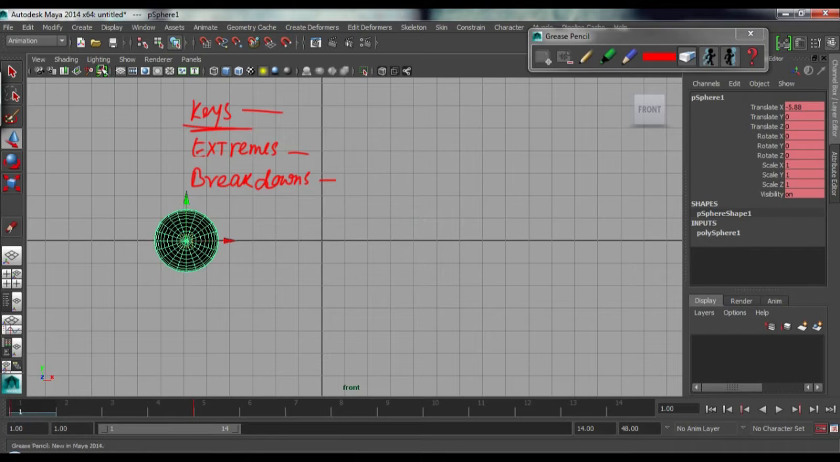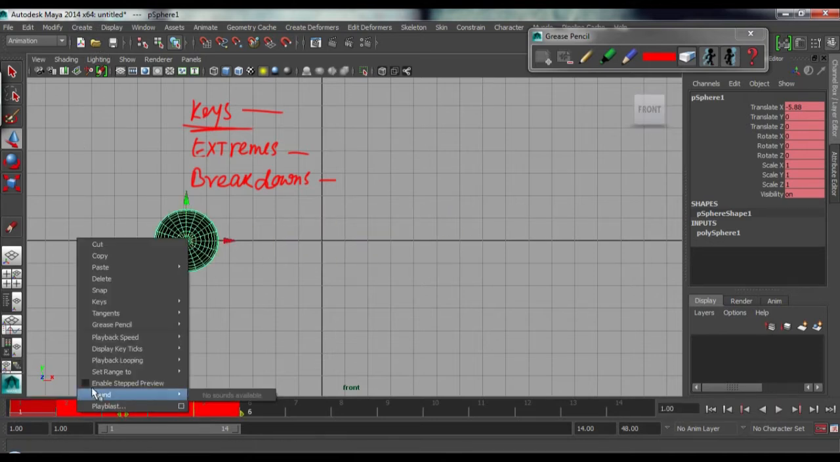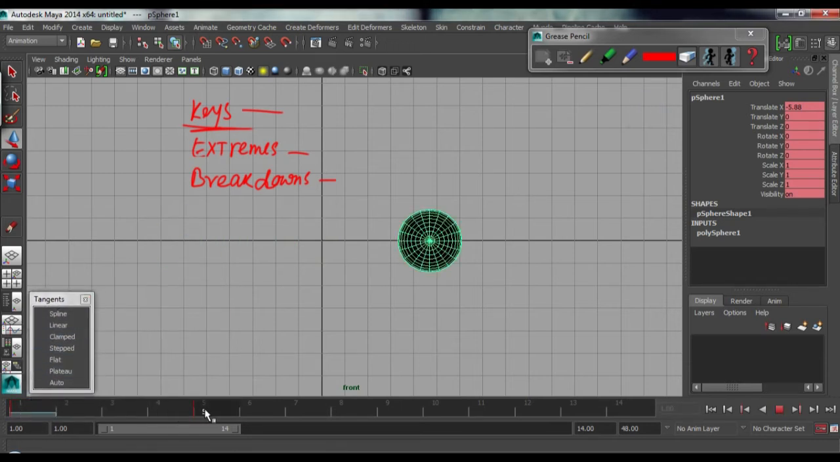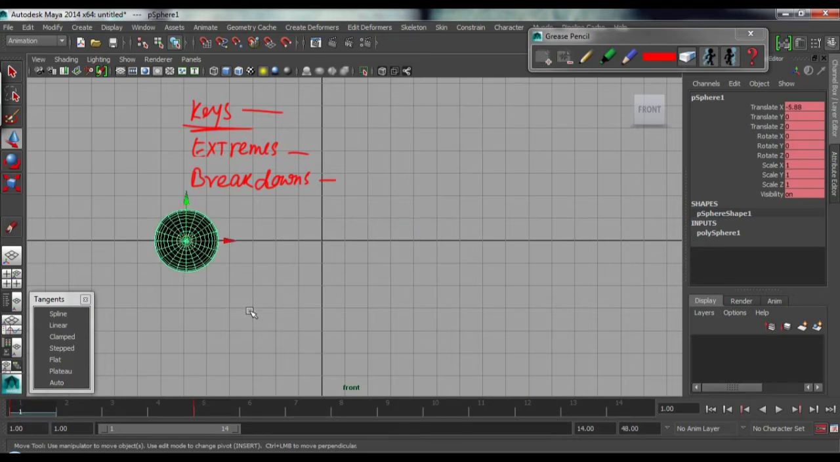Let's make it stepped tangents, step. Okay, these two are the storytelling drawings, 1 and 5. These two frames are giving us information that this object will move from here to here. Now what are extremes? For this shot there is mainly no extreme. Keys and extremes are the same. So I will explain extremes next time. Let's talk about breakdowns.